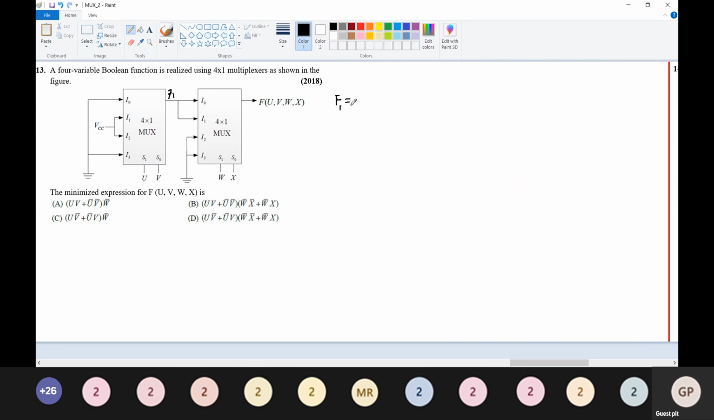So the expression can be written as U dash V dash into I0 plus U dash V into I1 plus U V dash into I2 plus UV into I3.